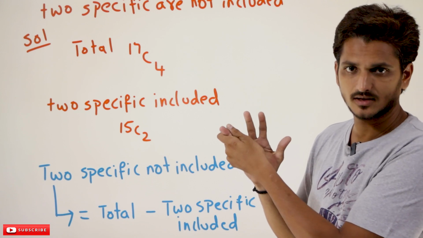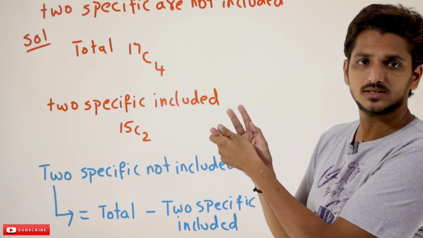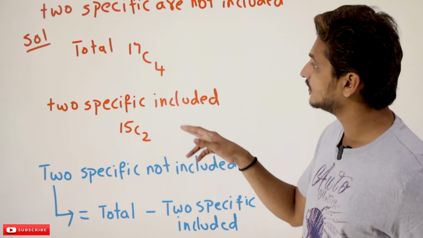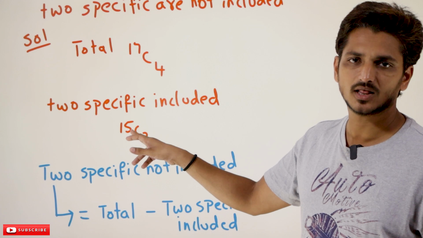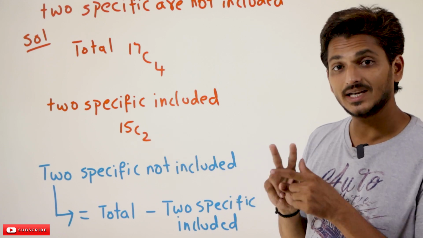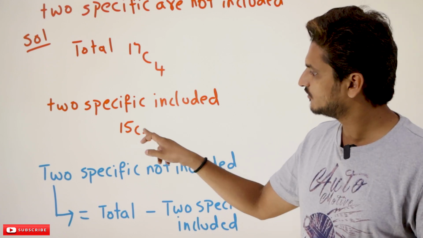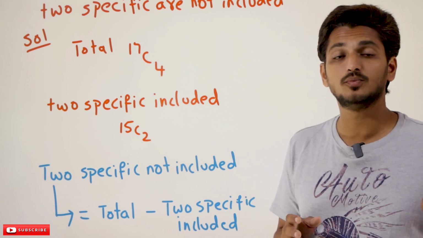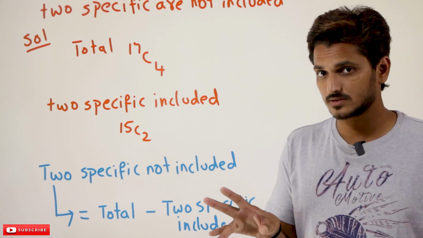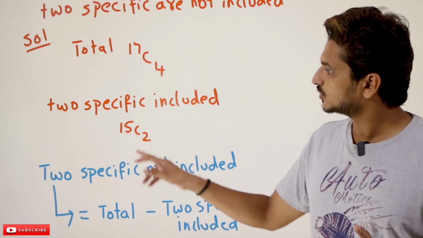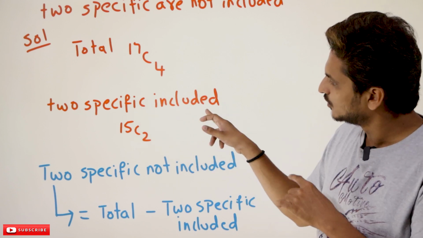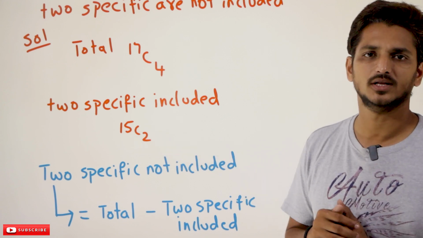Take these 2 as fixed. The remaining 2 persons you can choose out of the rest. If from 17 you take out 2 of them, how many are remaining? 15 are remaining. From that you can select any 2. 15C2 ways, because 2 persons are fixed and the remaining 2 persons you can change. So 2 specific persons included means 15C2 possibilities.